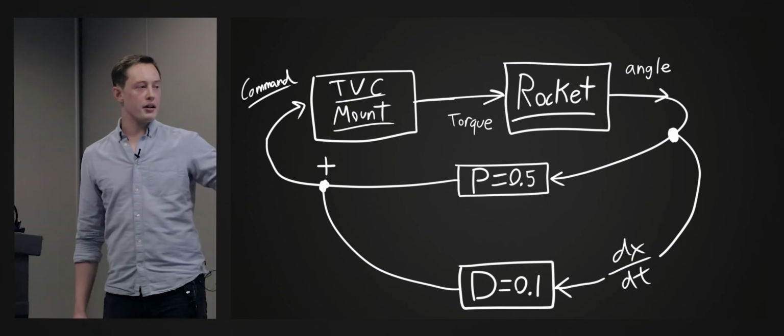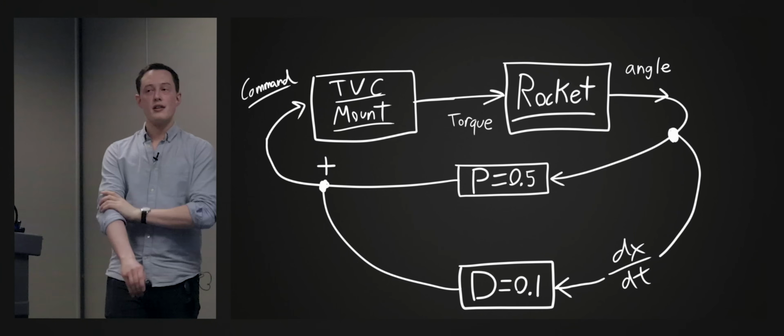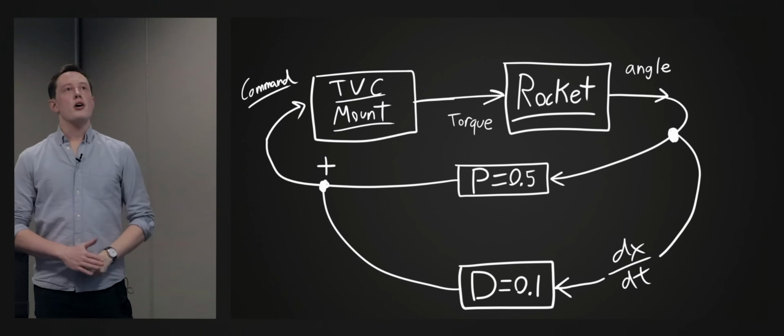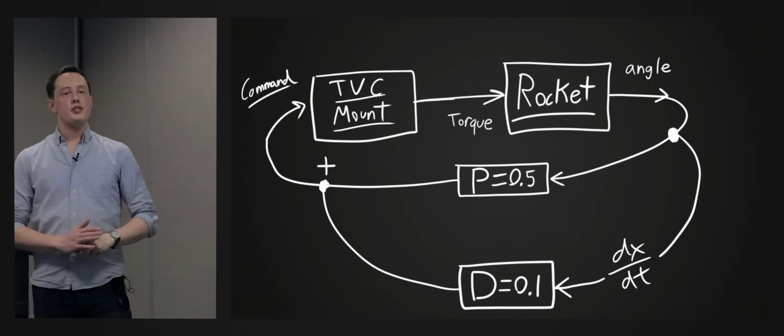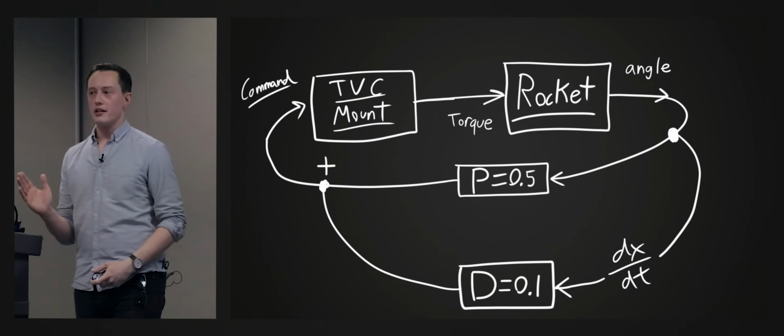We multiply by 0.1, we have a command of correction. So let's give a quick example of this. Let us say that the rocket is at 2 degrees. Okay, it's 2 degrees pitched over, and we still want to be pointed upright, right?